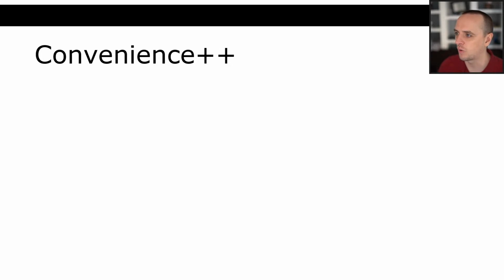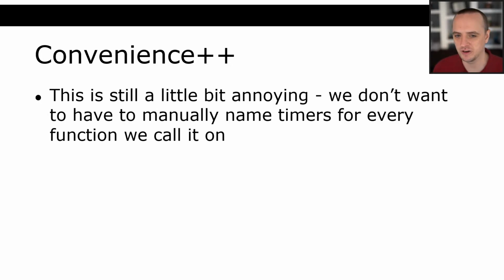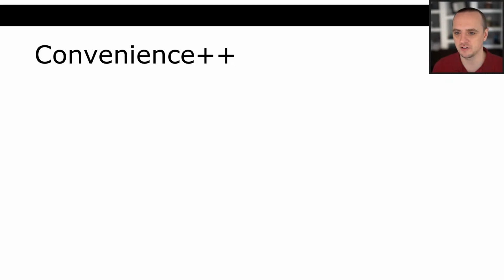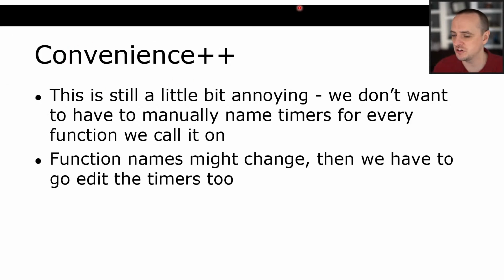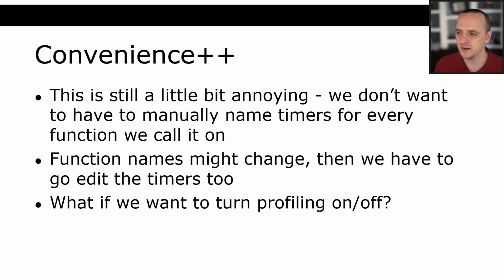Let's make it even more convenient. This is still a little bit annoying. We don't want to have to manually name the timers for every function that we call on it, right? I don't want to name this myfunc every time. Maybe the function names will change. Then we have to go edit all the timers, right? What if, for development, of course I want to have this profiling on, but what if I want to turn off all of my profiling at once, or turn it on, right?